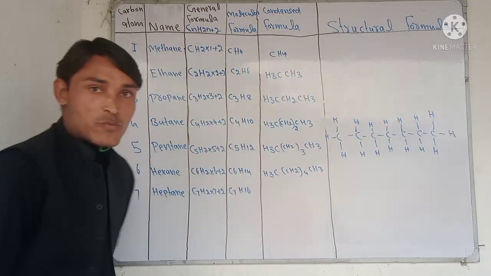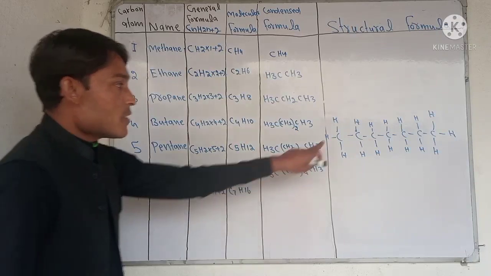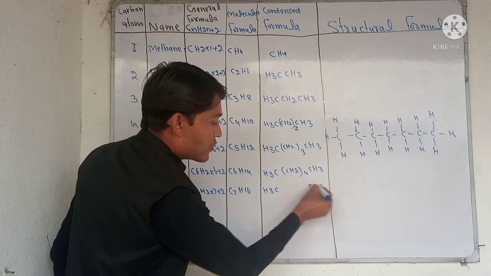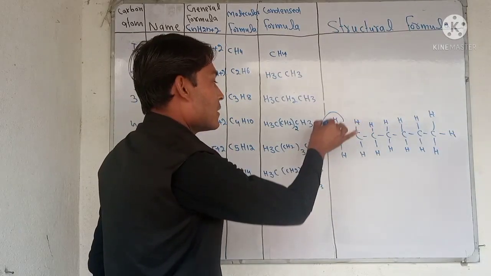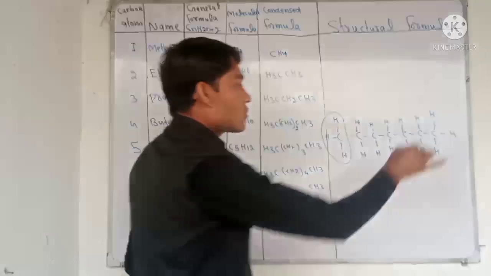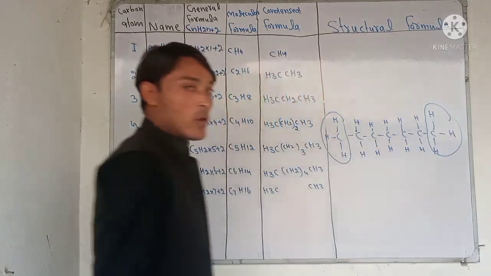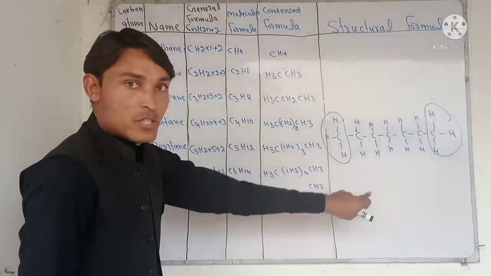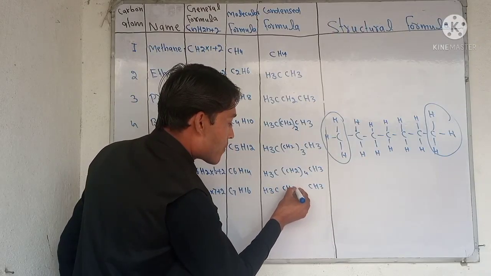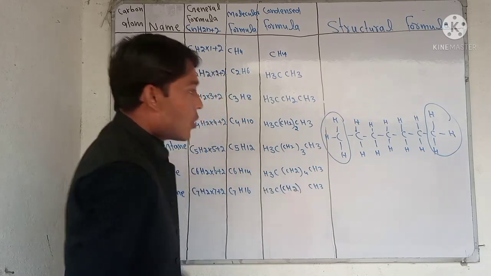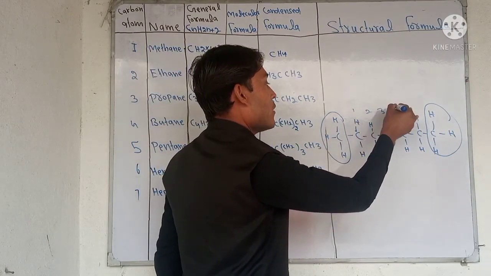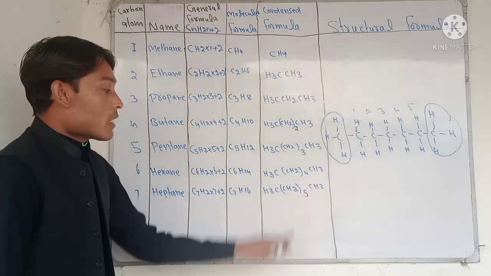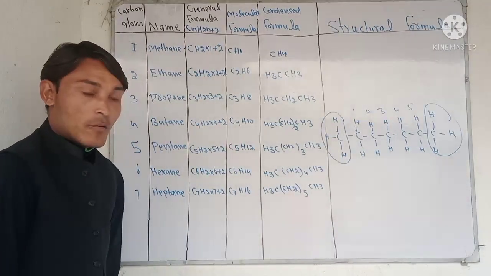Now how to write the condensed formula for heptane? Very simple. First of all we write H3C, and at the end we write CH3. Remove the terminal carbons from the count, this should be removed, and this as well. Because each center carbon has 2 hydrogens, we write CH2 in a bracket. Count it: 1 2 3 4 5. So we take out 5 as the subscript. That will be the condensed formula for heptane.